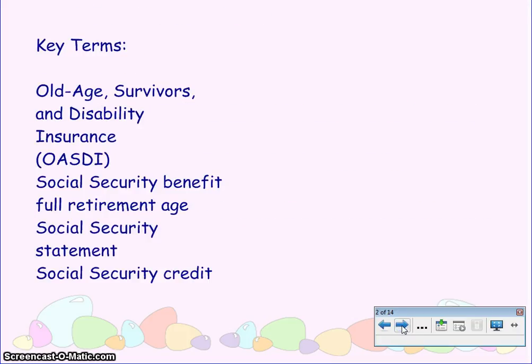Here are our key terms for the unit. Make sure that you have read through these before watching the video and are familiar with all of them.